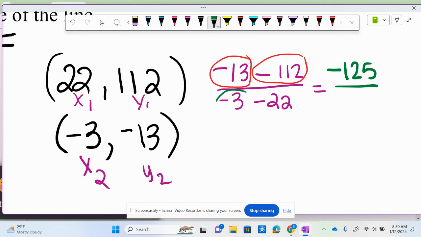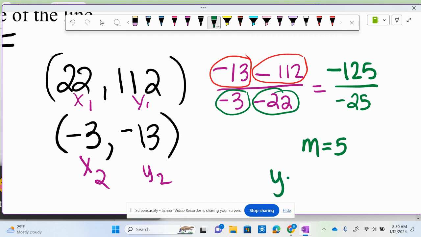What about -3 and -22? Are the signs the same or are they different? They're the same. So add those together. 3 and 22 is 25. Keep the sign. What is -125 divided by -25? It's 5. m equals 5.